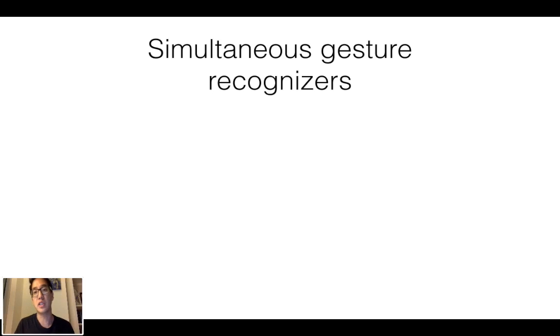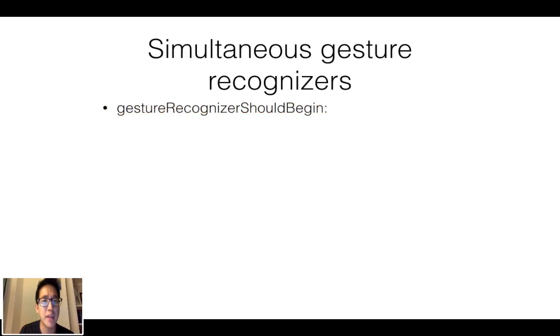Simultaneous gesture recognizers use something called the UIGestureRecognizerDelegate. It's a little bit of an awkward API, but essentially you set yourself to be the delegate of the gesture recognizer, and then you implement one of several functions. So, gestureRecognizerShouldBegin. There might be some criteria for whether your gesture recognizer should even engage. I'll give you an example.